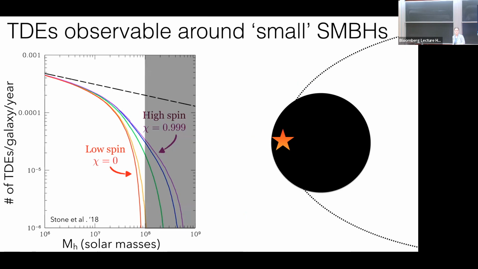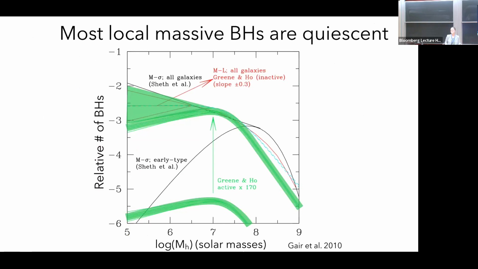And so, of course, we can see black holes in general when they're accreting mass, even at smaller masses. But if we want to understand the black hole mass function better, most local massive black holes are quiescent. And that's what this plot is showing. So we have the relative number of black holes versus the mass of the black holes. This is a bit busy, so just focus on the green lines.